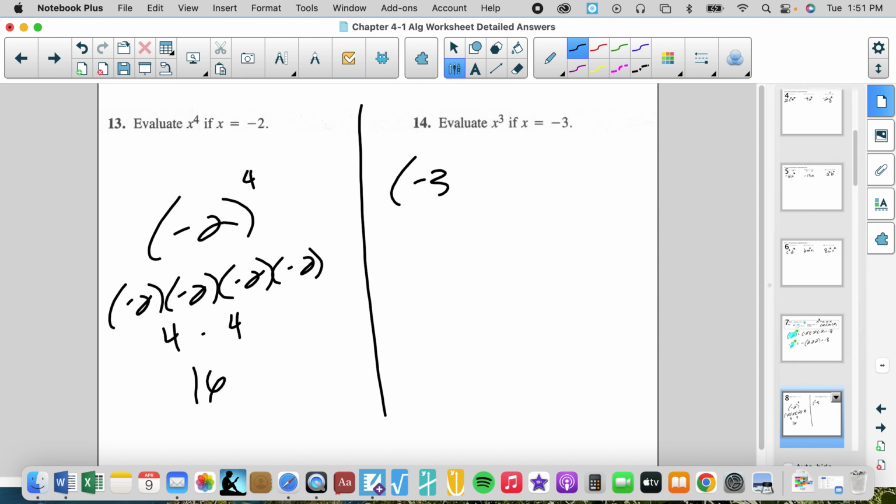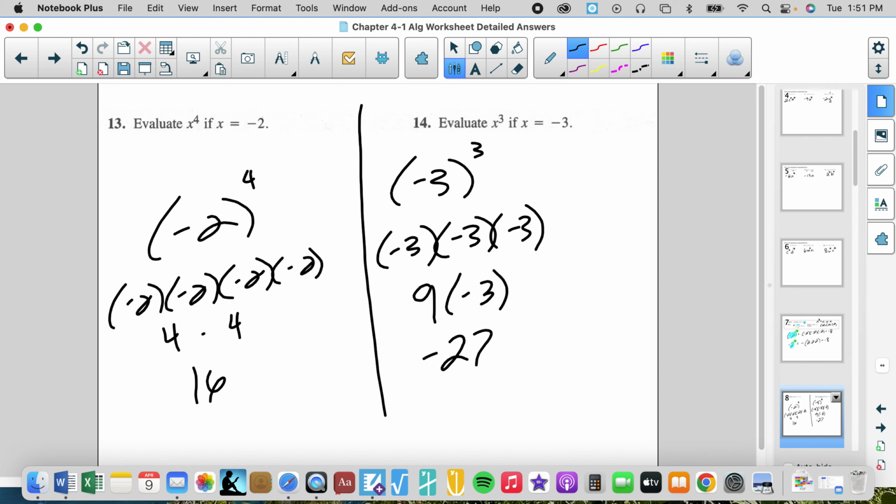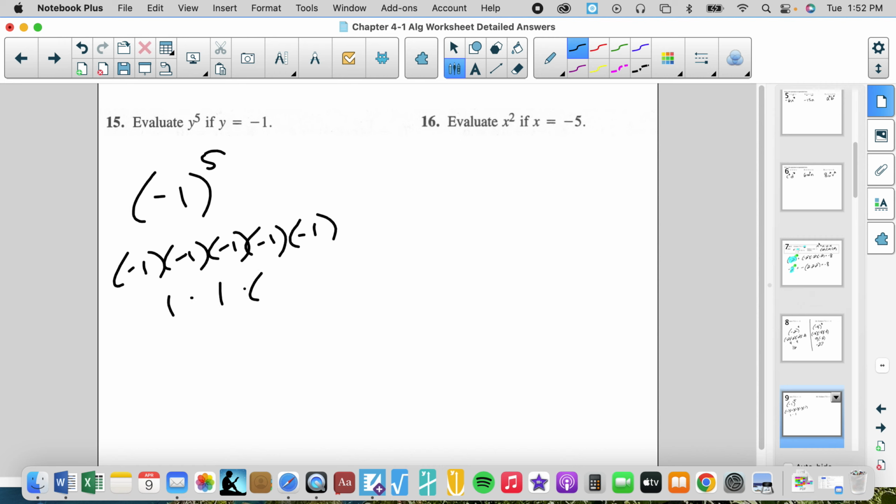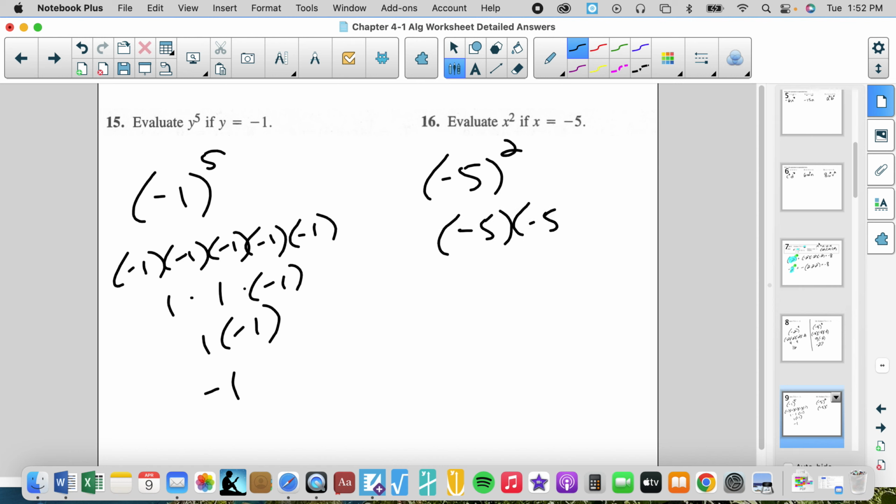We have negative 3 to the third. This is the proper notation. That's negative 3 times negative 3 times negative 3, which is 9 times negative 3, which is negative 27. We have negative 1 to the fifth, which is negative 1 5 times, which is not negative 5. That's 1 times negative 1, and that's 1 times negative 1, which equals negative 1. We have negative 5 quantity squared, which is negative 5 times negative 5, which is positive 25.